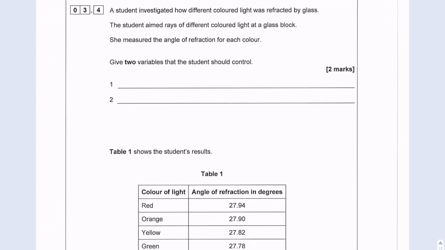2 variables the student should control. The number 1 thing is the angle of incidence. Angle of incidence, that's the angle at which it hits the block. This angle here has to stay the same. Otherwise, it's just not fair.